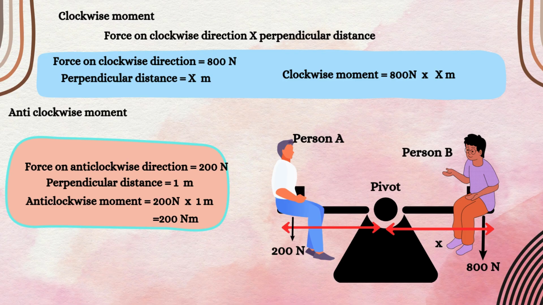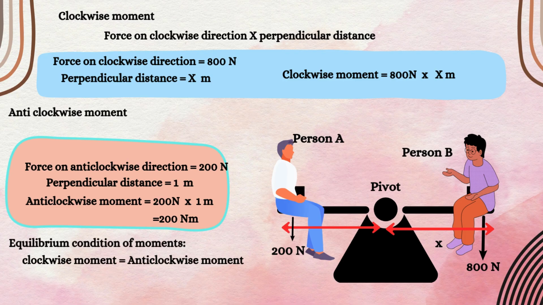Substitute the values of clockwise and anti-clockwise moment in the equilibrium condition. We get 800 times x is equal to 200 Newton meter. So x equals 200 divided by 800 equals 0.25 meter. So person B has to be 0.25 meters away from the pivot of the seesaw.